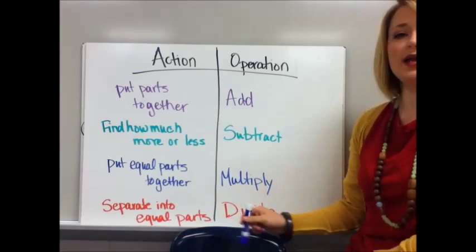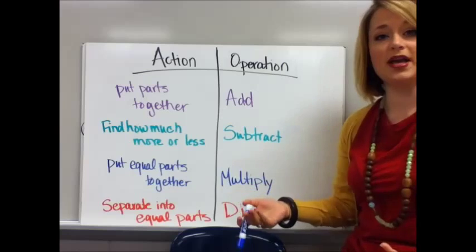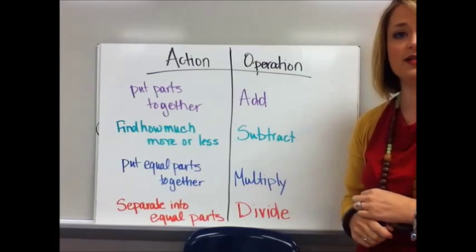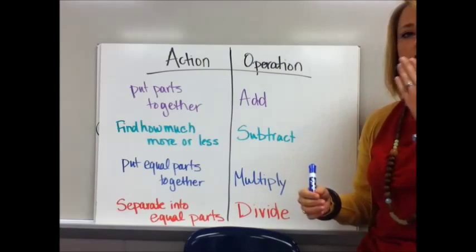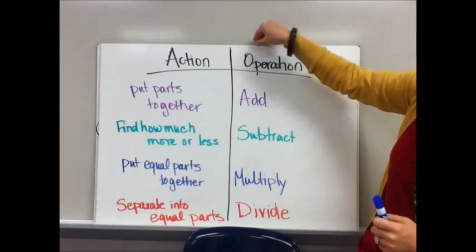Dividing is when you separate into equal parts. I have a bag of 20 apples and I want to put those into 5 baskets. 20 divided by 5 would be 4.